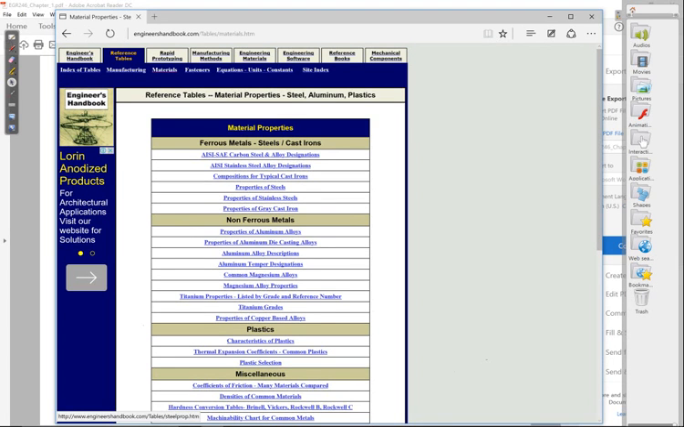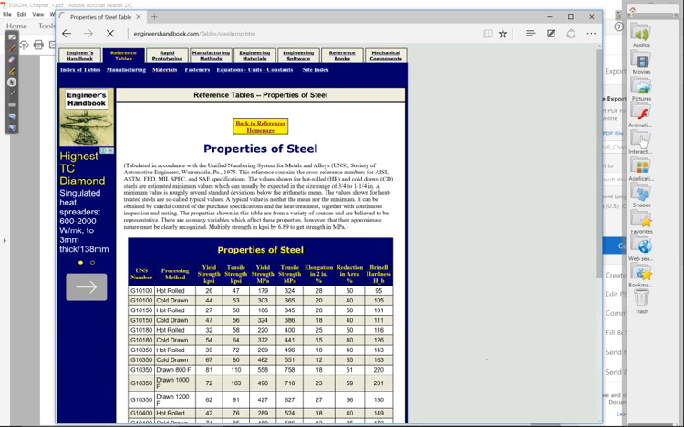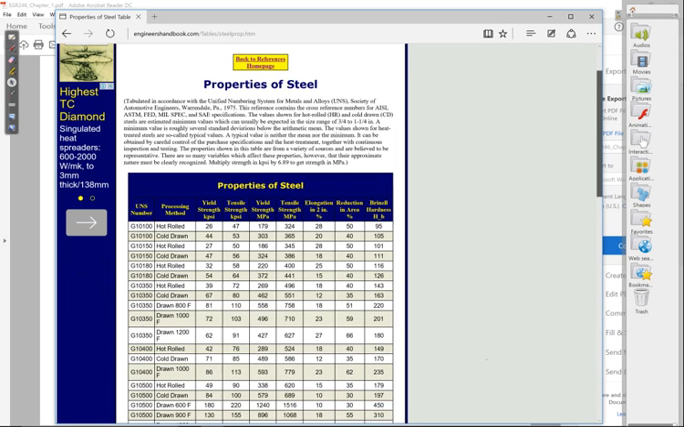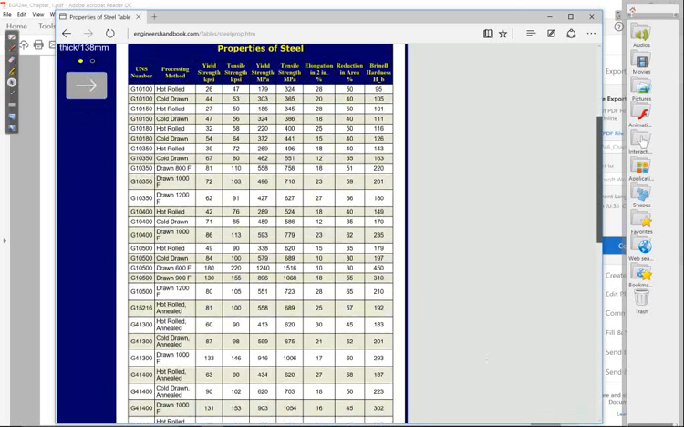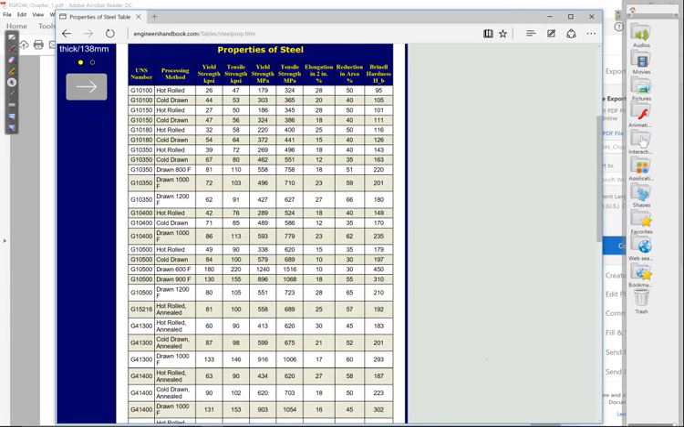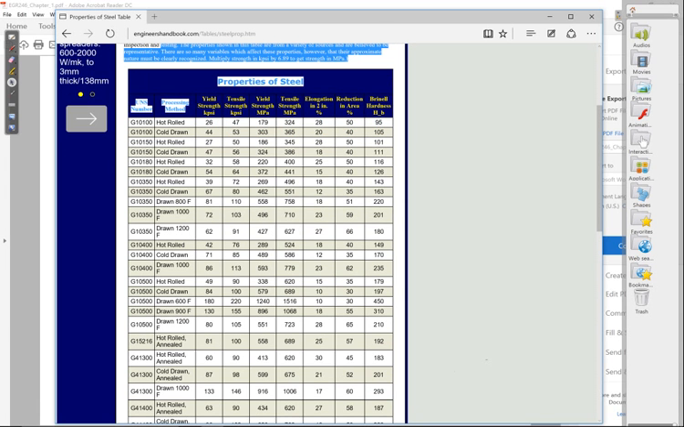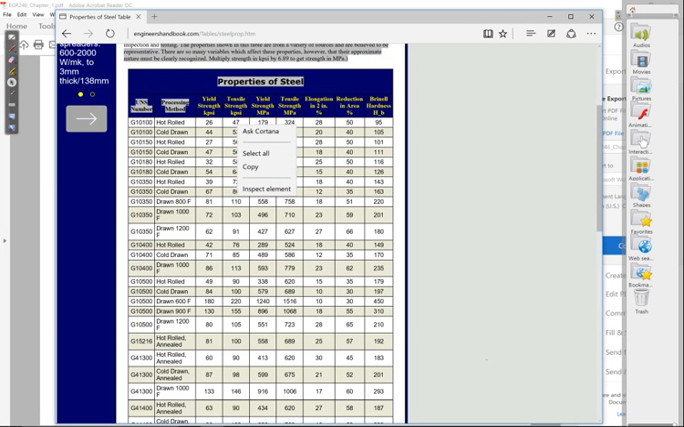Steels are very common, right? I'm going to click on properties of steels. All right, so look what comes up. You've got a bunch of different steel alloys, and they're all processed differently: hot rolled, cold drawn, and so on and so forth. And then you have a list of values here. If you take a look at the first four columns, there's yield strength and tensile strength in MPa.